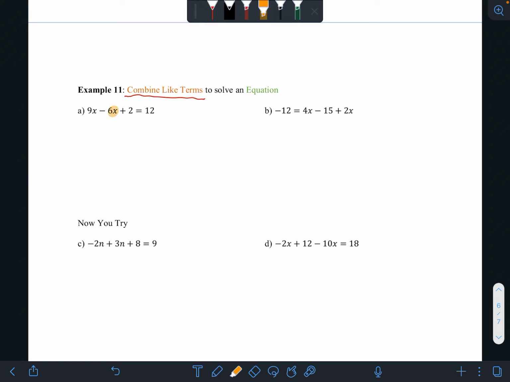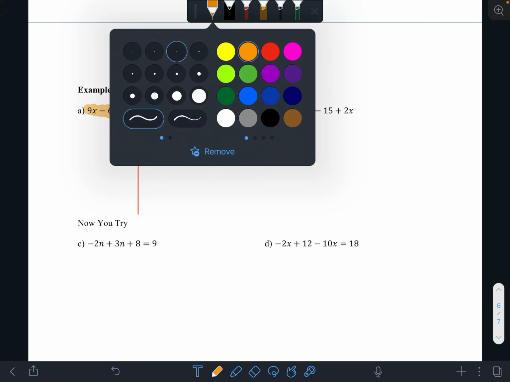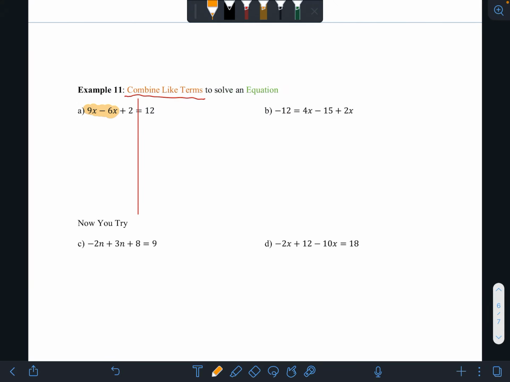Let's look first and see if there's any like terms on each side of our equal sign. On the left side of our equal sign, we can see that there's 2 things that can combine, the 9x minus the 6x. Those combine and give us 3x. We still have this plus 2 is equal to 12.